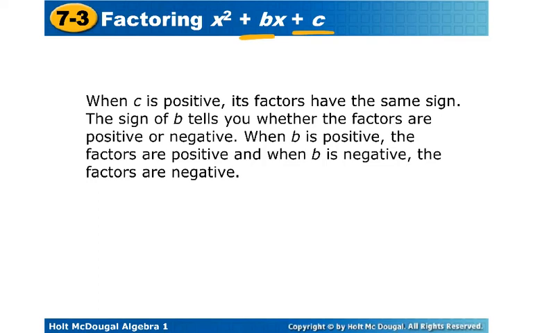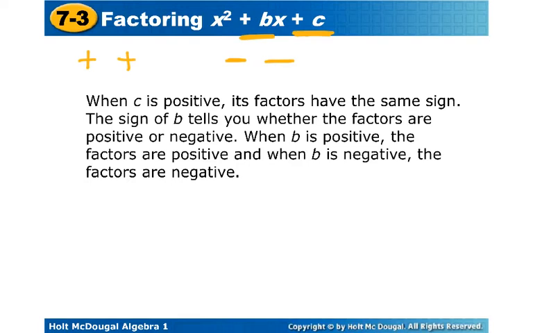So when c is positive, your factors are going to have the same sign, because remember, factors, they have to multiply together. So if I have a positive number, that means I can either have two positive factors or you can have two negative factors, okay? It's not like you could have one or the other, because two positives multiplied together give you a positive and two negatives also give you a positive.